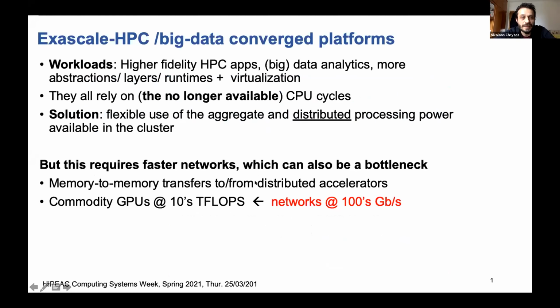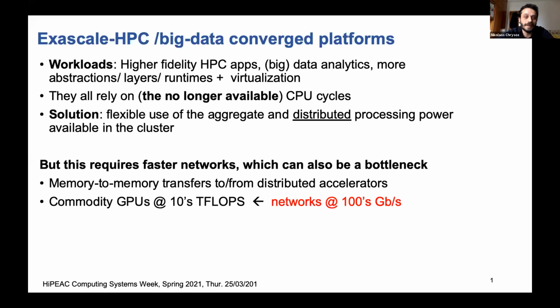As we move to ExaScale, and actually a couple of years back, because now we're supposed to be there, we platform providers should realize that ExaScale HPC and big data platforms converge, because they both host many compute nodes. For economic reasons, it makes sense to host both kinds of workloads on these platforms. The workloads are high-fidelity HPC, the ExaScale type, and also big data analytics. In the data center world, we also have more abstraction layers, runtimes and virtualization, which help to administrate and make more money out of these platforms because you host more users.